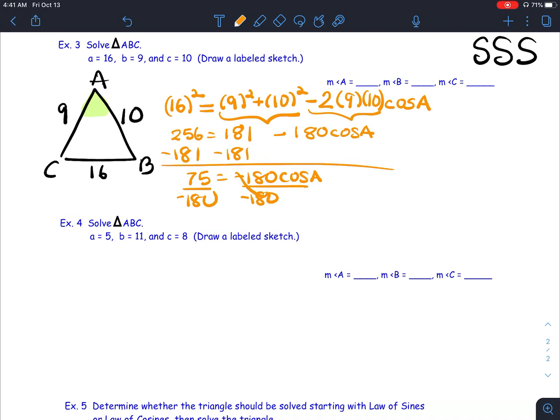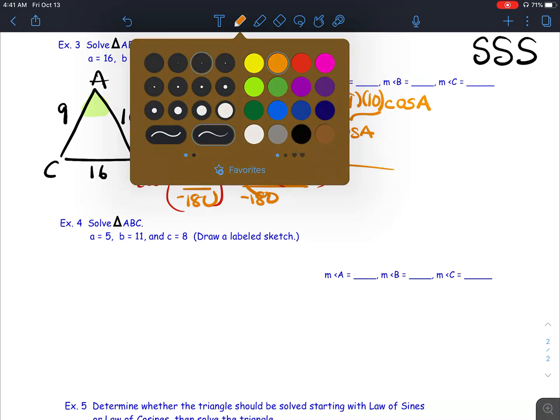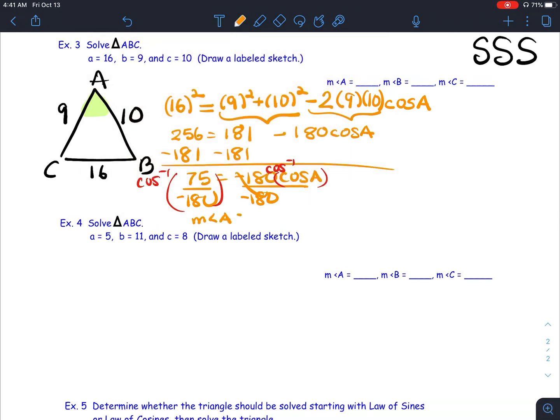Okay, after you have performed that division, we can then solve for angle A by doing the inverse cosine. All right, we're going to round this to the nearest degree. Measurement of angle A would be 115 degrees. So you can see my picture is obviously not drawn to scale because that is obtuse.